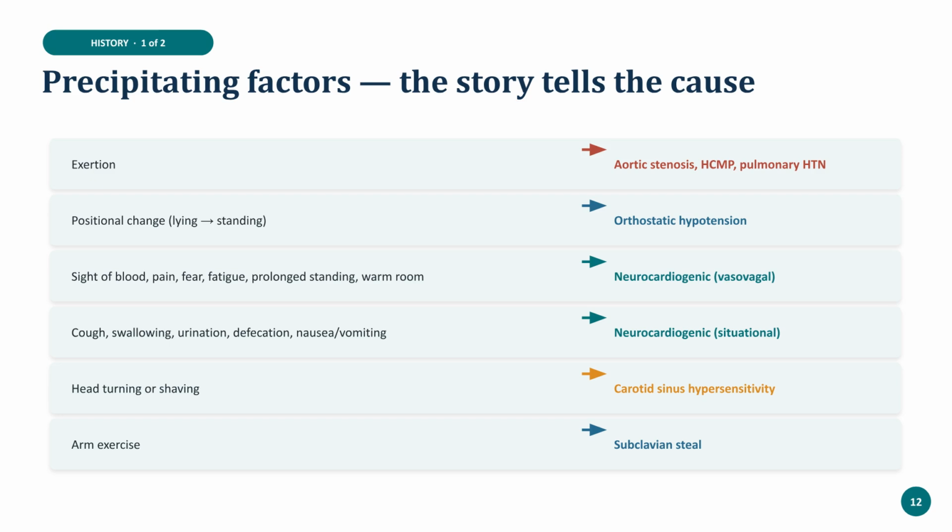The patient's story is your best diagnostic tool. Exertional syncope points to fixed obstruction. Fainting upon standing suggests orthostatic issues. Typical vasovagal triggers include pain or heat, while situational triggers like swallowing or coughing point to specific reflex pathways. Head turning suggests carotid sinus sensitivity, while arm exercise might indicate subclavian steal.